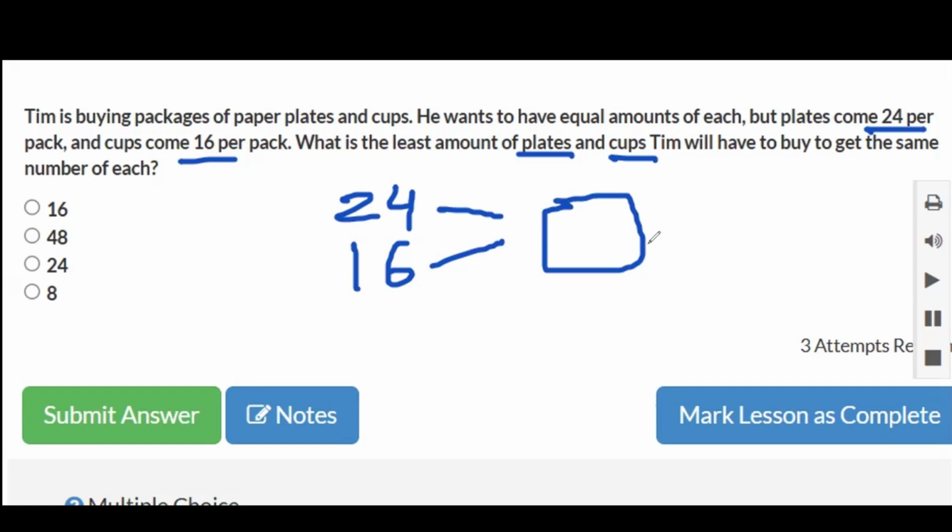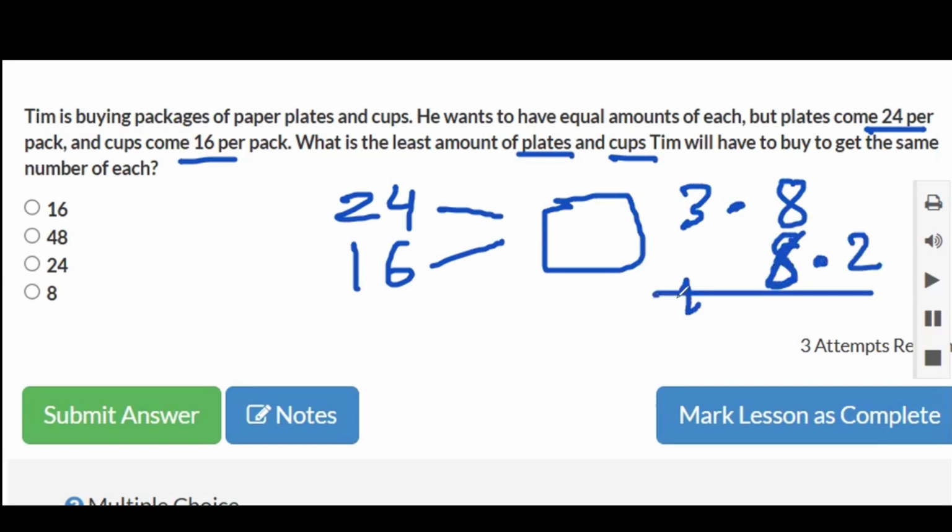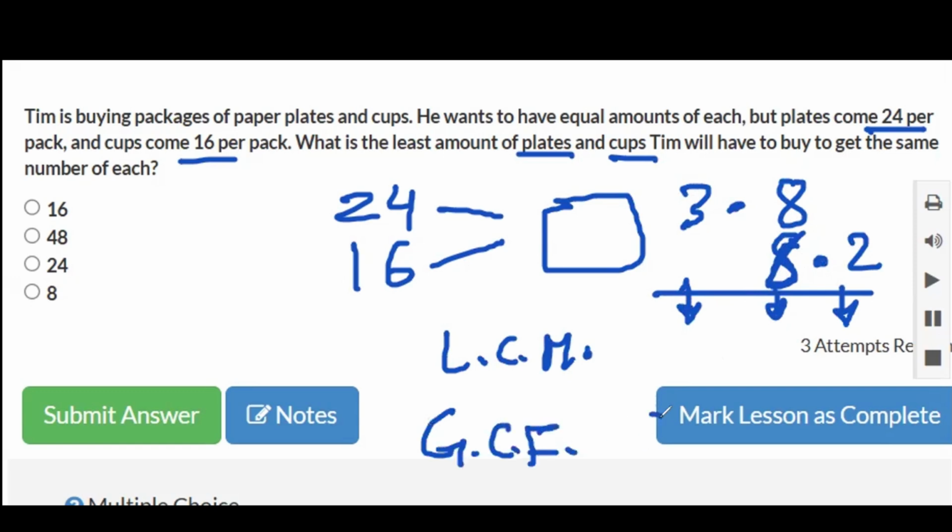24 is 3 times 8, and 16 is 2 times 8. So 8. The least common multiple is 8. No, you are speaking about the greatest common factor. Greatest common factor, yes, it is just 8.